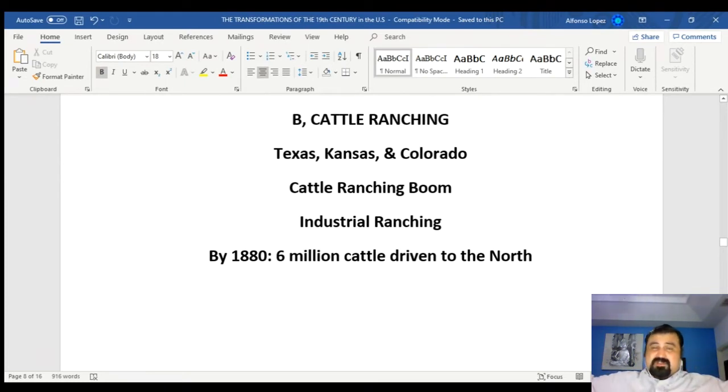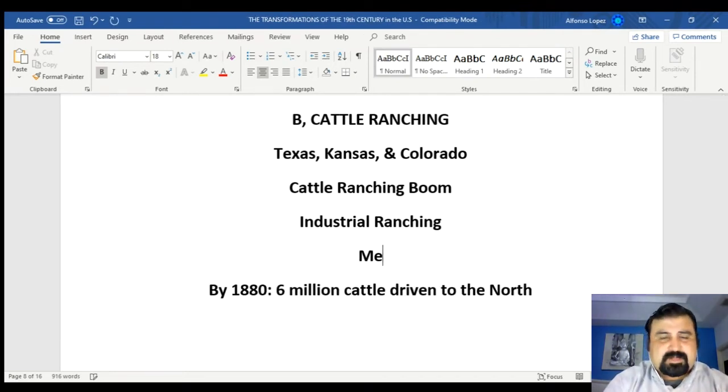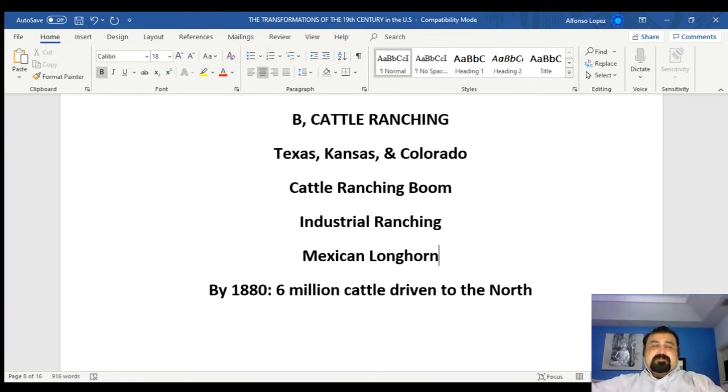Okay, the populations of the cities are growing. There's a growing demand for beef. So you must accelerate the rate of production, again, of cattle. Again, so in this process, of course, what cattle ranchers are going to do is import, okay, a particular breed, if you will, of cattle from Mexico that could be bred very easily and will produce large quantities of beef. And that is the Mexican Longhorn.